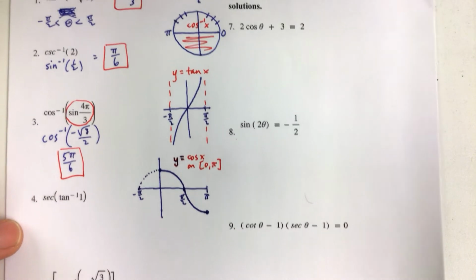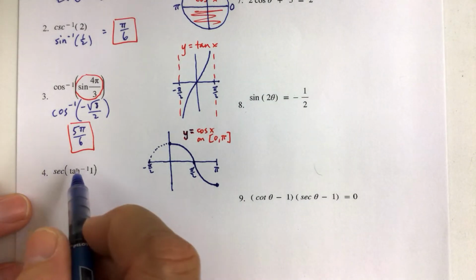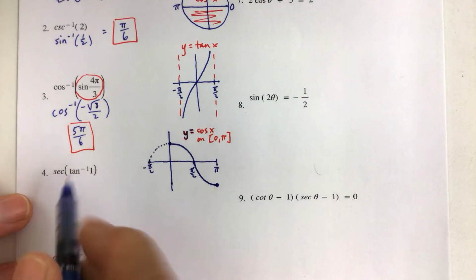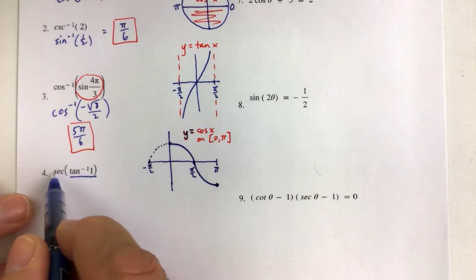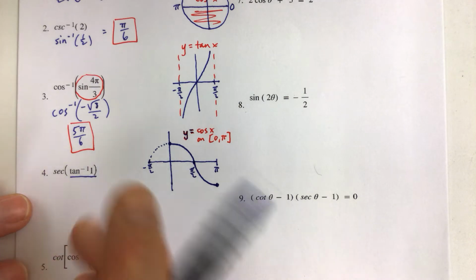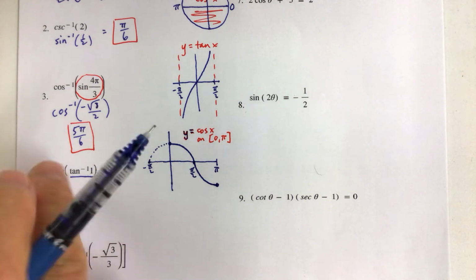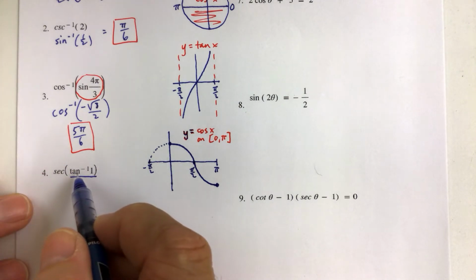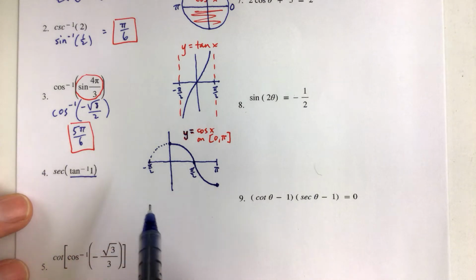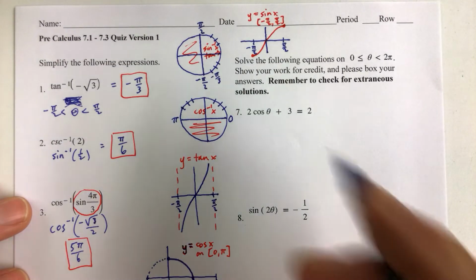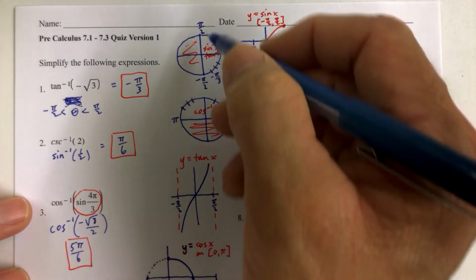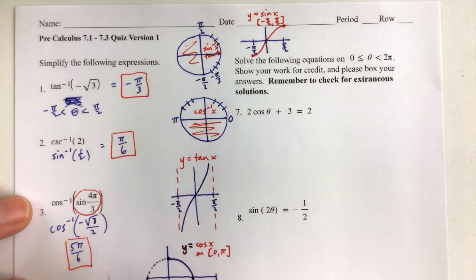Number 4. When we have multiple sets of parentheses, or an expression embedded in another one, just figure out the inside of the parentheses first and then the outside. So what are we looking for? Inverse tangent of 1. What angle has a tangent equal to 1? Again, it has to be between negative pi over 2 and pi over 2. The tangent is 1 at pi over 4.